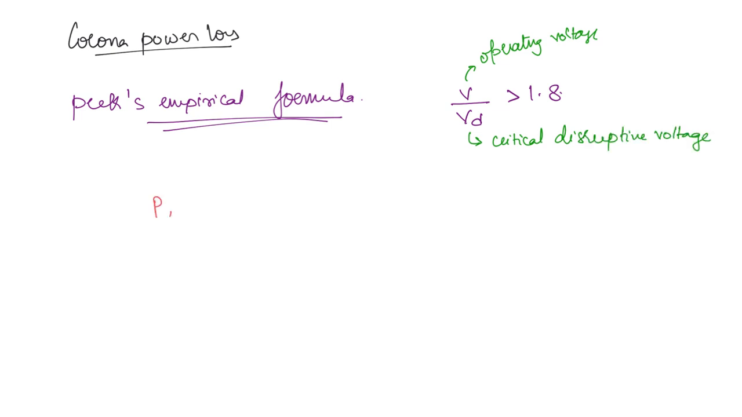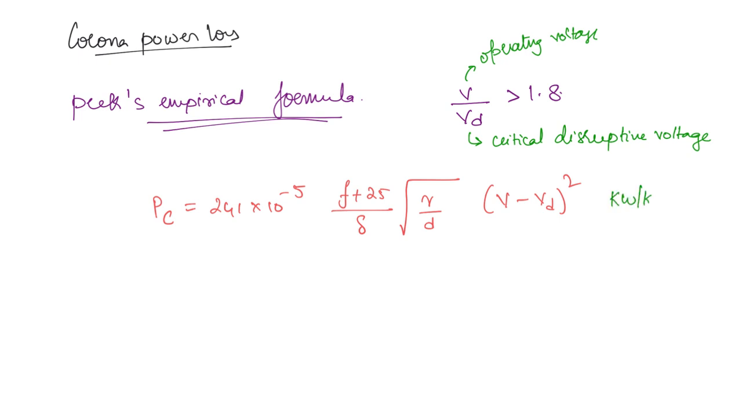So Pc is equal to 241 into 10 to the power minus 5, into (f plus 25) divided by delta, into root over r by d, into (V minus Vd) whole square. So the units here are kilowatt per kilometer per phase. Okay. So what is f here?